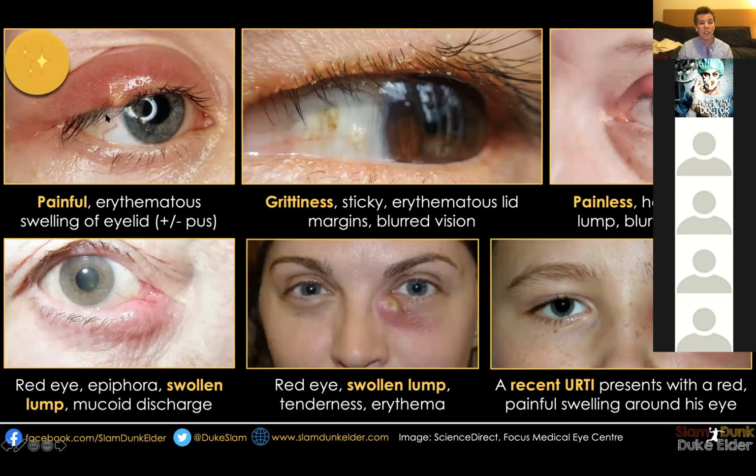Here we have a stye. It is usually painful, it's usually a solid lump, and it's a blocked gland. Then we have blepharitis. This is usually a gritty eye sensation. It's a spectrum of disease, but it's usually a gritty eye sensation. You've got this dandruff appearance to the eyelash follicles, and the patient usually has blurring of vision because of the gritty sensation, and so their eyelids shut. That's how blepharitis tends to present.